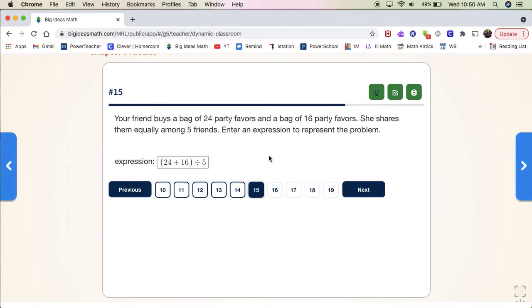Didn't ask us to solve it. It just says enter the expression. Now we could solve that and we'd get 40 divided by 5 and we'd get 8. But you don't have to solve that.